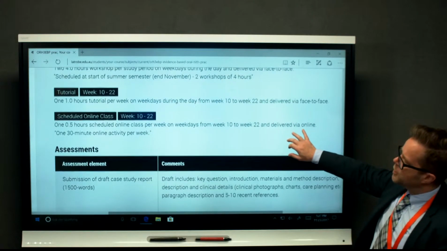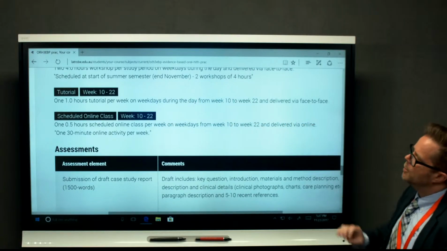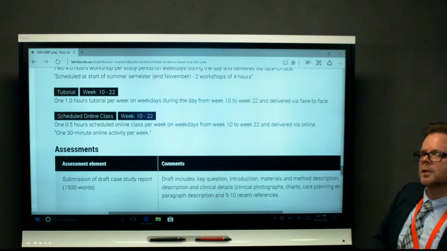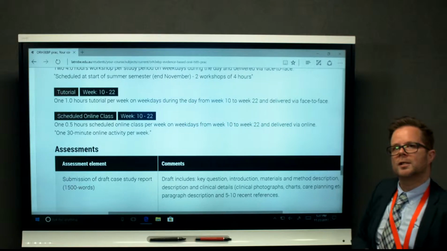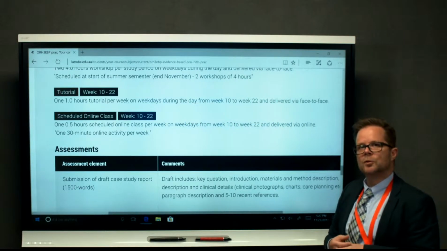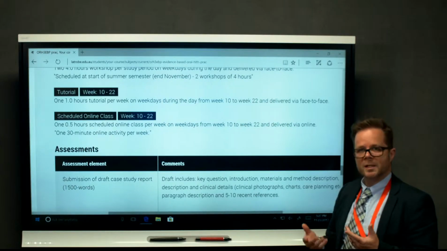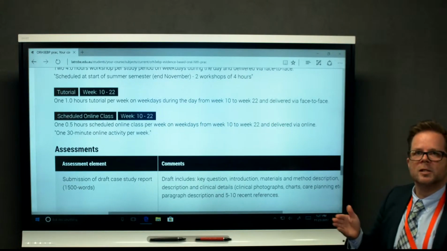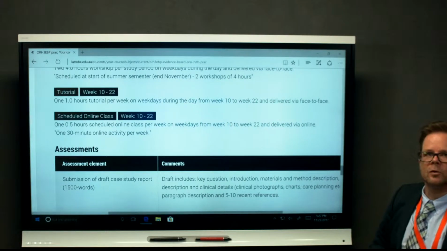We've also scheduled in your timetable 0.5 or half an hour of online class work per week. So this will be formal time that I would like you to set aside for you as a group to meet online, to discuss, plan, develop strategies and make decisions about what it is you're going to be doing in your group work.